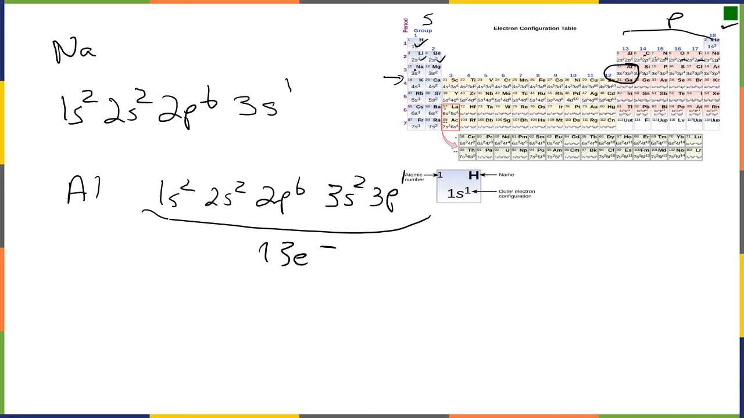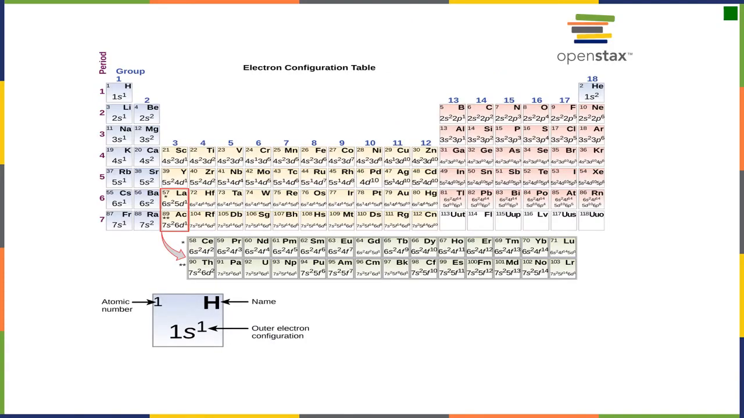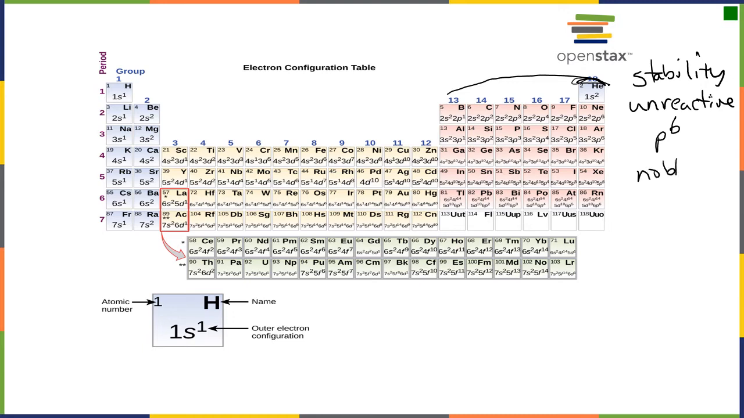Now there is a shorthand and an easier way to do this. And the easy way to do this is to realize that we have stability. Stability means that the element is going to be relatively unreactive, meaning the electrons are very low energy and very stable where they are. And one of the points of stability here is when we have this nice p6, when our entire row or entire set of p orbitals is full. We also call this our noble gas configuration.